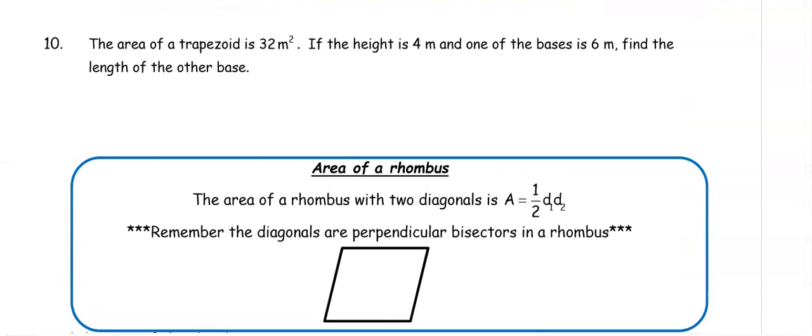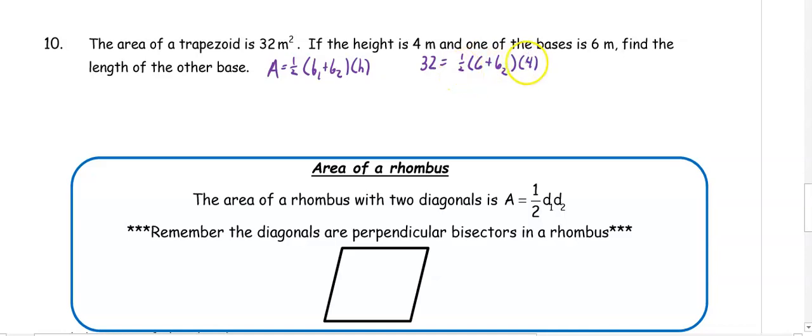The area of a trapezoid is 32 meters squared. If the height is 4 and one base is 6, find the length of the other base. So we know that the area is equal to 1/2 times (base 1 plus base 2) times the height. So when we substitute, we get 32 equals 1/2 times (6 plus base 2) times 4.